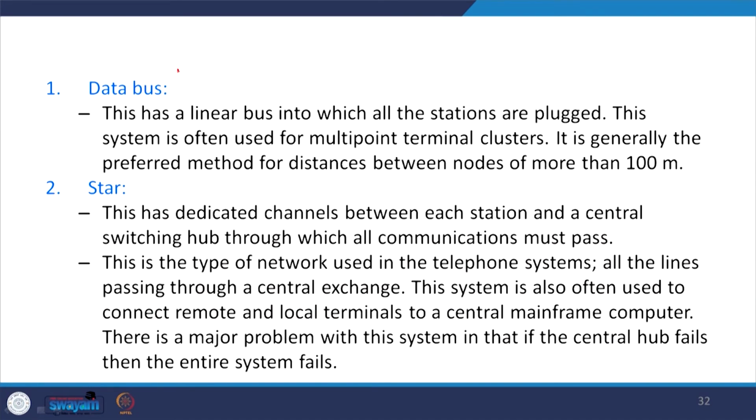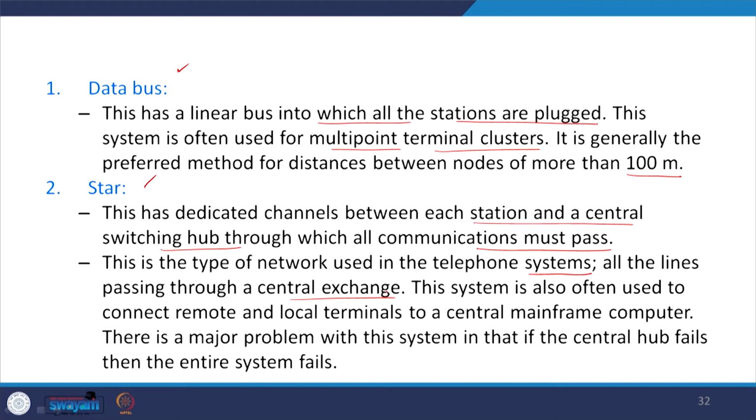In case of the data bus, this has a linear bus into which all the stations are plugged, and this system is often used for multi-point terminal clusters. It is generally the preferred method for distances between nodes of more than 100 meters. Then the star configuration has a dedicated channel between each station and the central switching hub through which all communication must pass. This is the type of network used in the telephone system, all the lines passing through the central exchange. The system is also often used to connect remote and local terminals to a central mainframe computer.